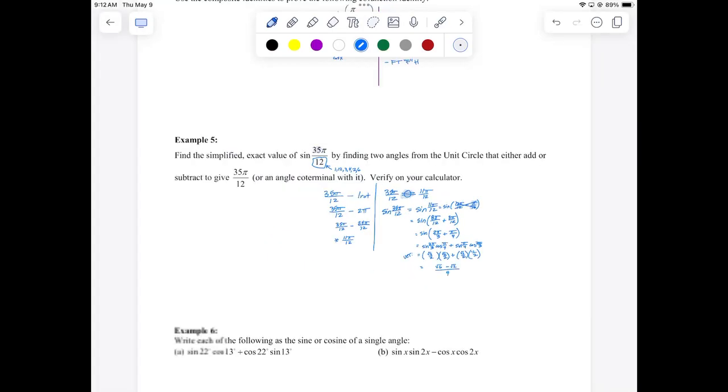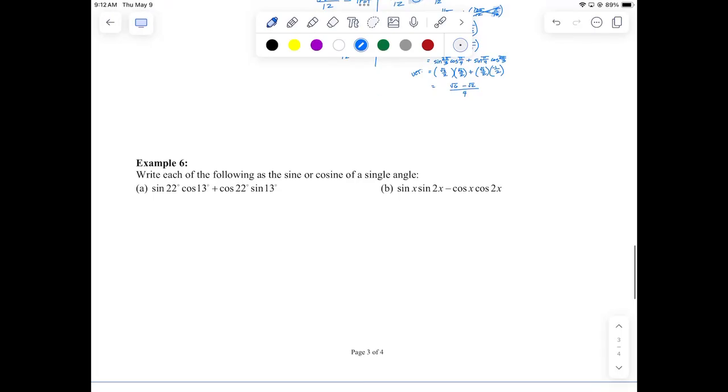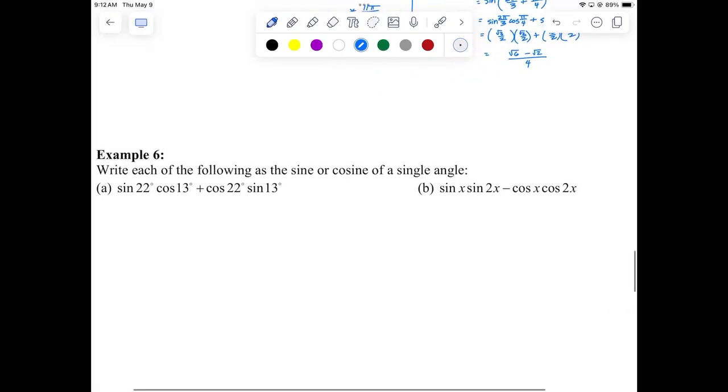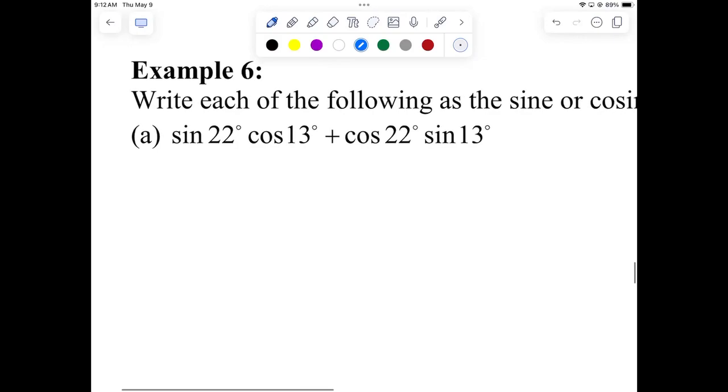Okay. Let's move on to example 6. Write each of the following as the sine or the cosine of a single angle. Okay. So we have sine of 22 times cosine of 13 plus cosine of 22 times sine of 13. This is going to end up condensing. We call it condensing down to either sine of a given angle or cosine of the given angle.